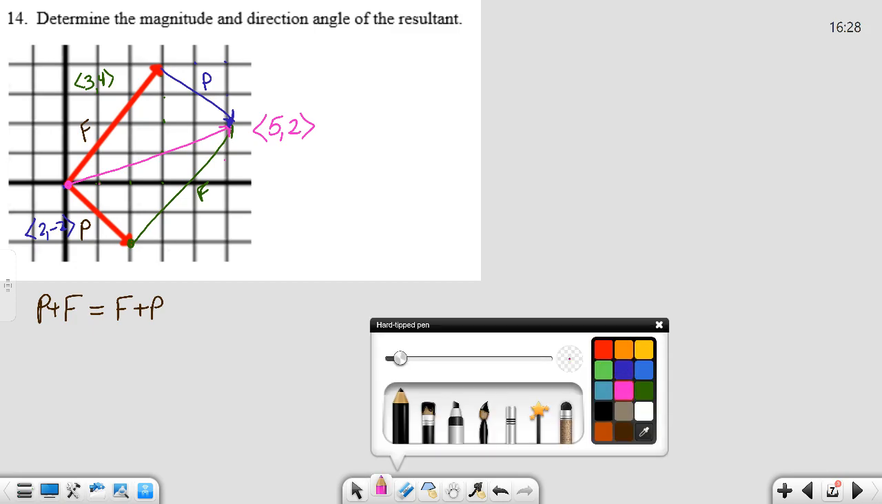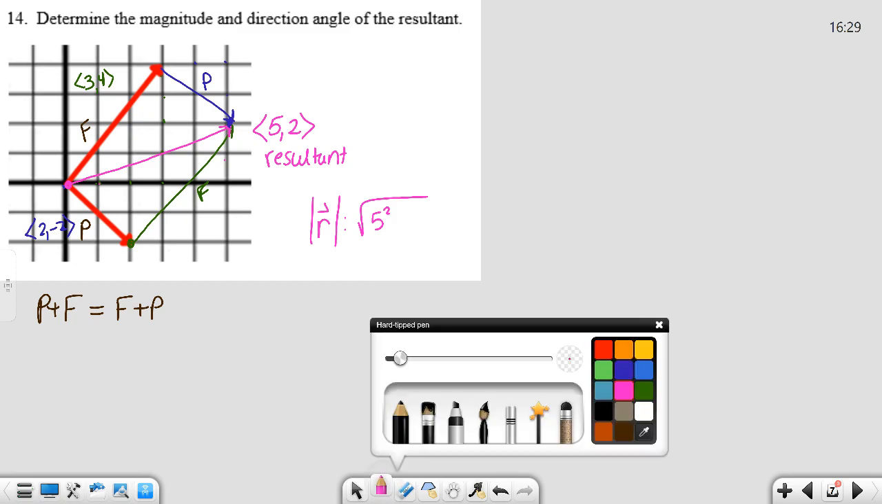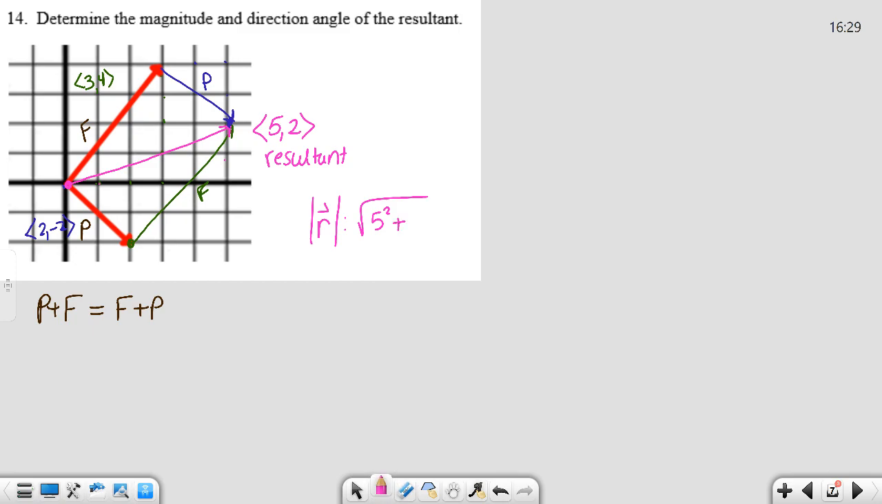Now that we have the component form of the resultant, its magnitude is super, super easy. Square root of the distance of our x's squared and the distance of the y's squared. So 25 and 4 gives me 29. So the resultant vector has a magnitude of the square root of 29.